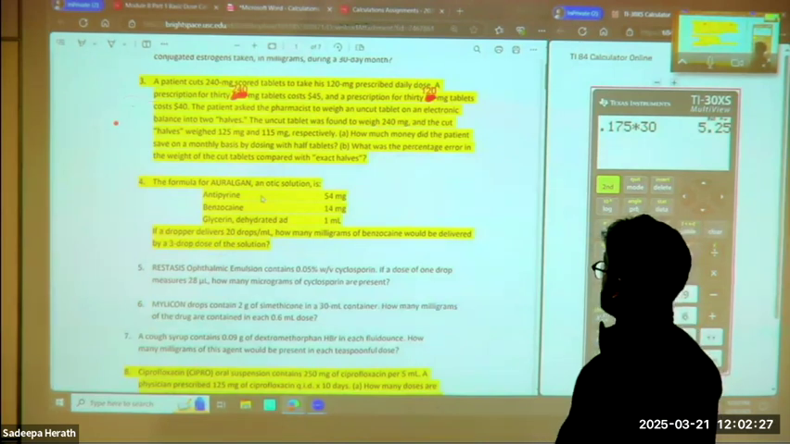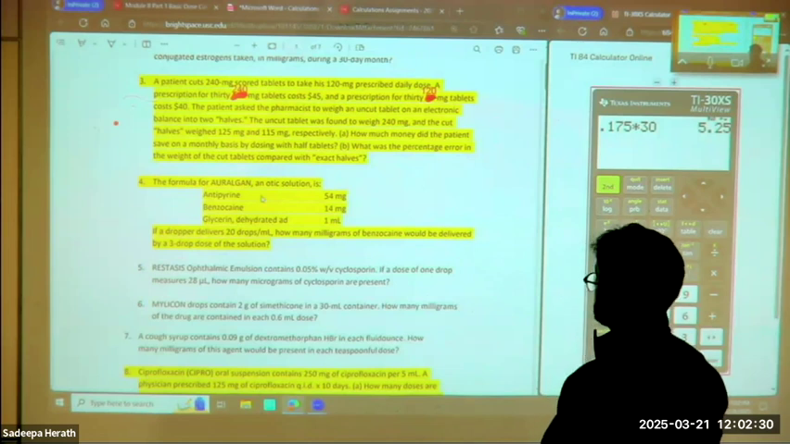Question A, how much money did the patient save on a monthly basis by dosing with half tablets? B, what was the percentage error in the weight of the cut tablets compared with exact halves?